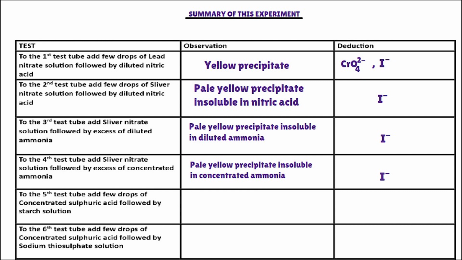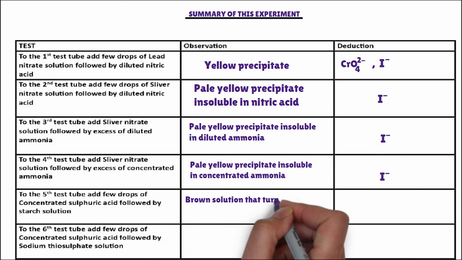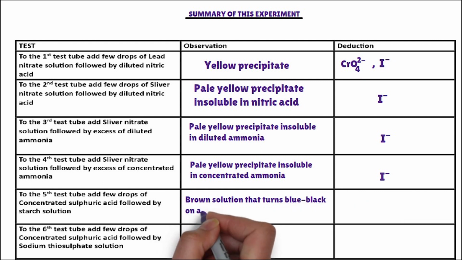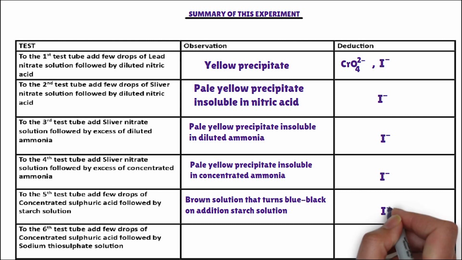Second confirmatory test. To the fifth test tube, concentrated sulfuric acid is added followed by starch solution. The anion that reacts with concentrated sulfuric acid to form brown solution, and the brown solution reacts with starch solution to form blue-black solution, is iodide ion. Iodide ion is confirmed. The anion present in the salt is iodide ion.